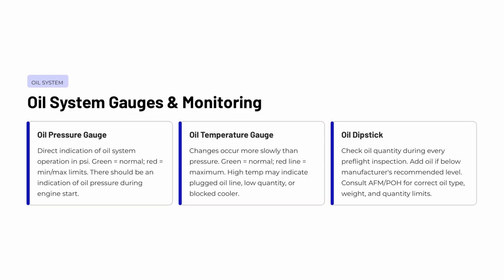Finally, the oil dipstick is your hands-on check during every pre-flight inspection. Always verify oil quantity before flight and add oil if the level falls below the manufacturer's recommended minimum. Be sure to consult your aircraft flight manual or pilot's operating handbook for the correct oil type, viscosity weight, and acceptable quantity range for your specific aircraft. Using the wrong oil or operating outside approved limits can compromise engine reliability.